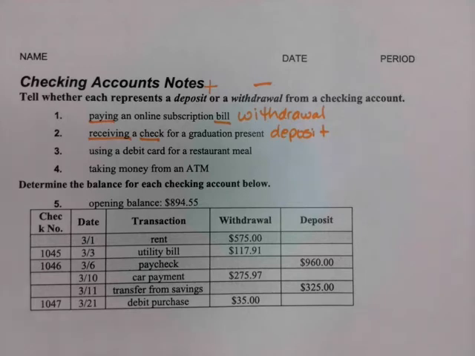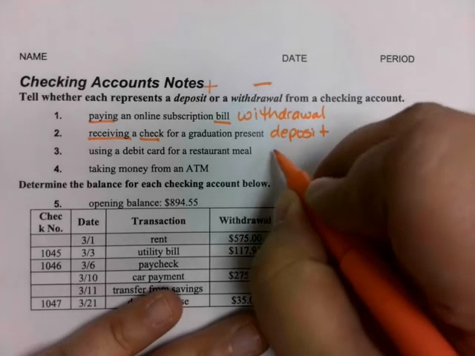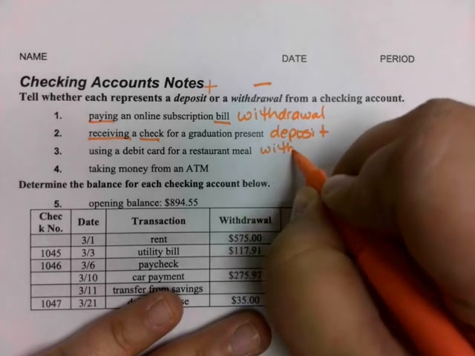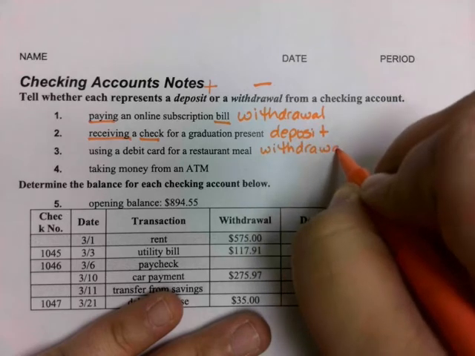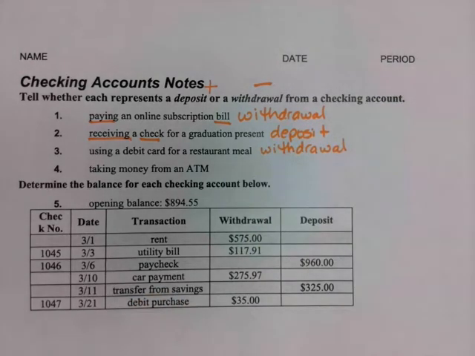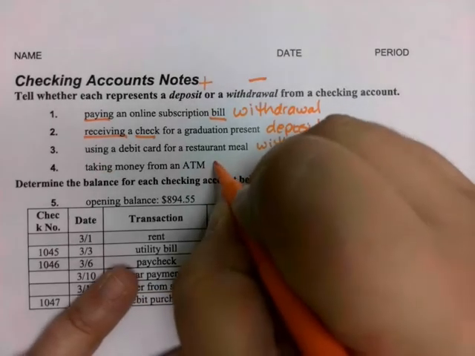Using a debit card for a restaurant meal. So your debit card is your little plastic card you get with your checking account, and it's basically like cash. You swipe it and money comes out of your banking account. So using a debit card is a withdrawal. And then taking money from an ATM, obviously that is a withdrawal as well.